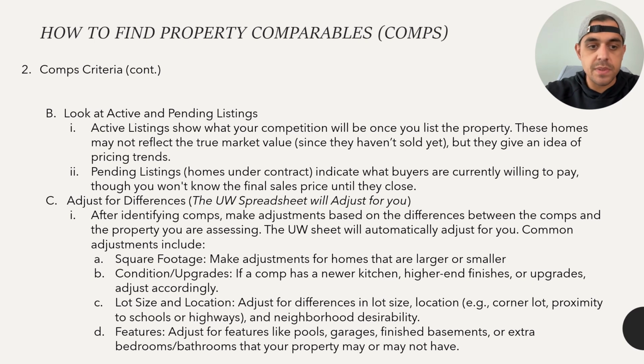Now, some of the common adjustments include the square footage. Make adjustments for larger, so if comps have more square footage than the subject property, or smaller, the condition and the upgrades. If the comp has a newer kitchen, higher end finishes or upgrades, and you don't plan on doing that, adjust accordingly. Lot size and location, adjust for differences in lot size and location, corner lot, proximity to schools and highways, or neighborhood desirability. And other features, pools, garages, basements, extra beds, bath, these are things that will also need to be factored in.